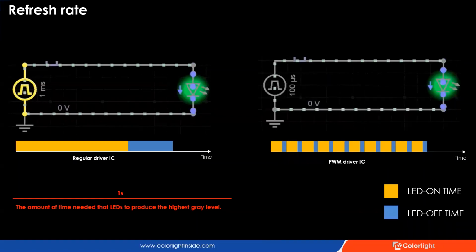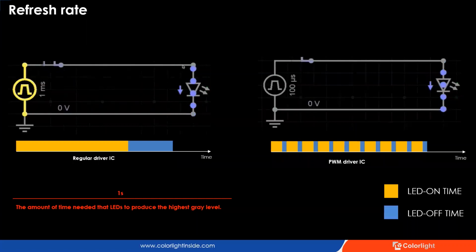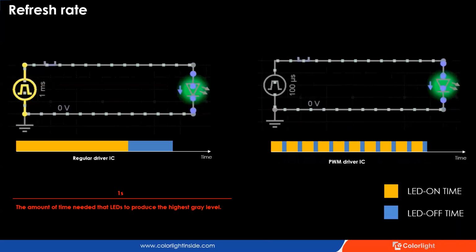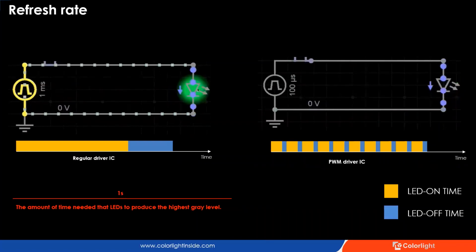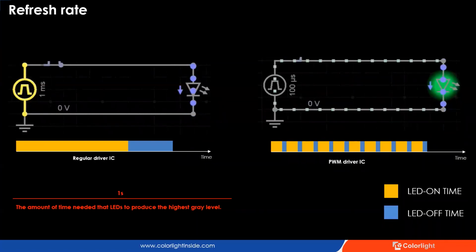The higher the refresh rate, the faster the LED flashes in a certain period of time, and your eye perceives a smoother image displayed on the screen. This is the reason why your eye will perceive flickering if the refresh rate is too low, because the LEDs are not flashing fast enough to trick your brain or your eye.